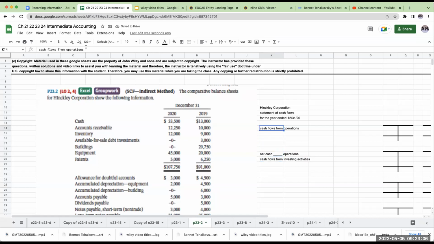I just showed this over here as cash flow from operating activities. Net cash provided by operating activities. Okay. Net cash blank investing activities. And remember, the blank is either going to be, if it's a debit balance on our big T account, provided by. If it's a credit balance or if it's a negative amount, it's going to be used in. Cash flows from financing activities. Net cash blank financing activities.